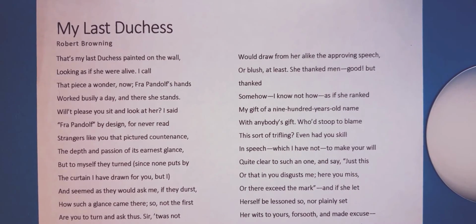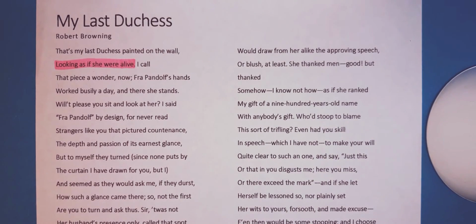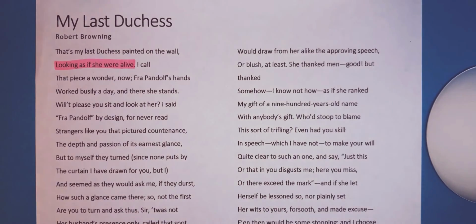So the first quote that I'm going to look at is this one. Now remember that the quotes that I pick are not the only ones that you can pick. There are lots and lots of quotes here and you can do lots and lots of analysis, but these are the ones that I would pick. So the first quote I picked is on the second line and it says, "looking as if she were alive." Now this creates a sinister tone. There's some imagery here and there also may be a regretful tone and it could signify a potential death. So that's the analysis that I would think of for that quote.